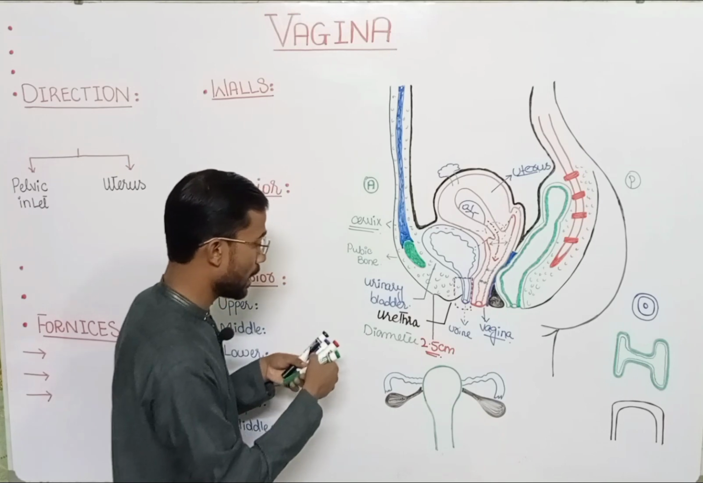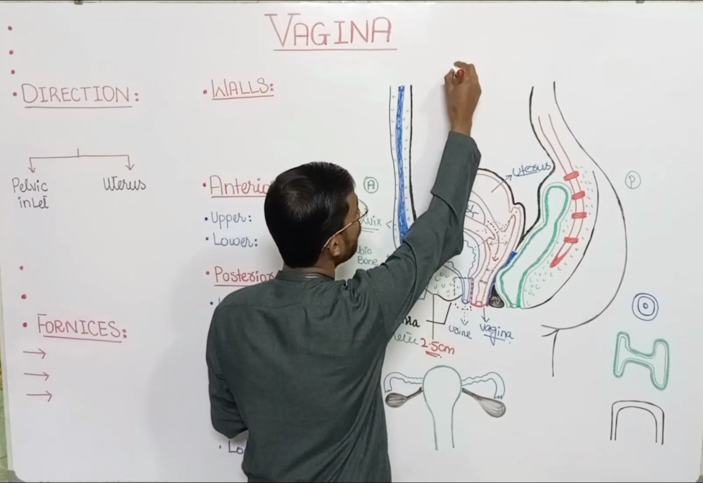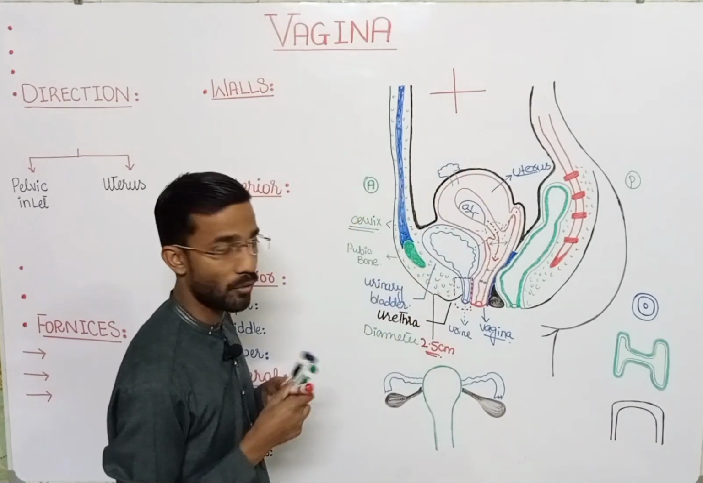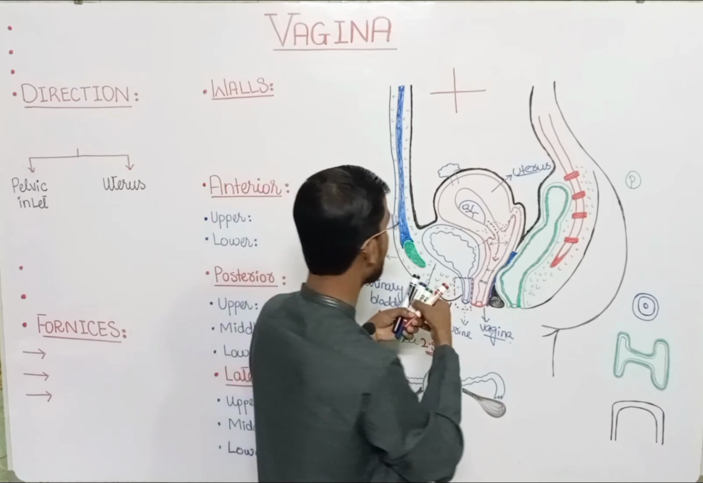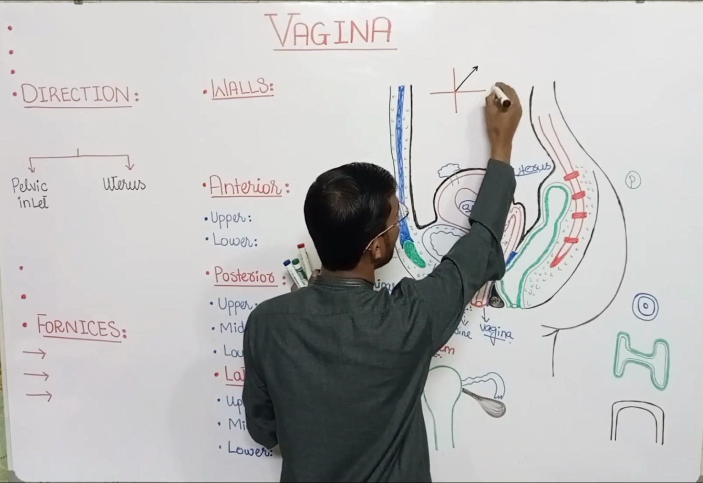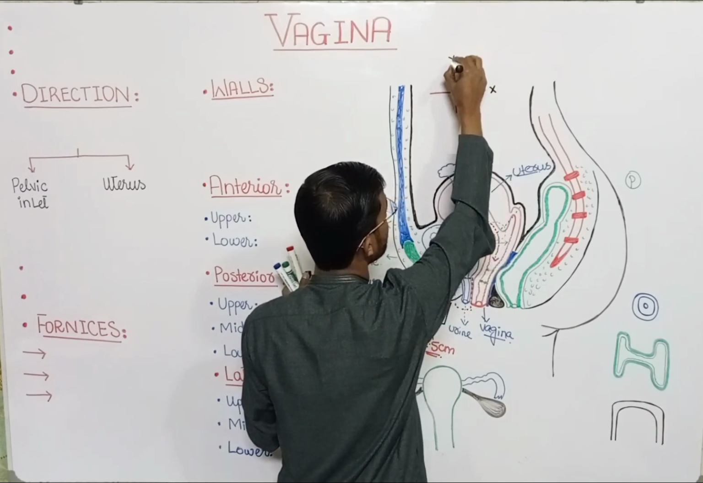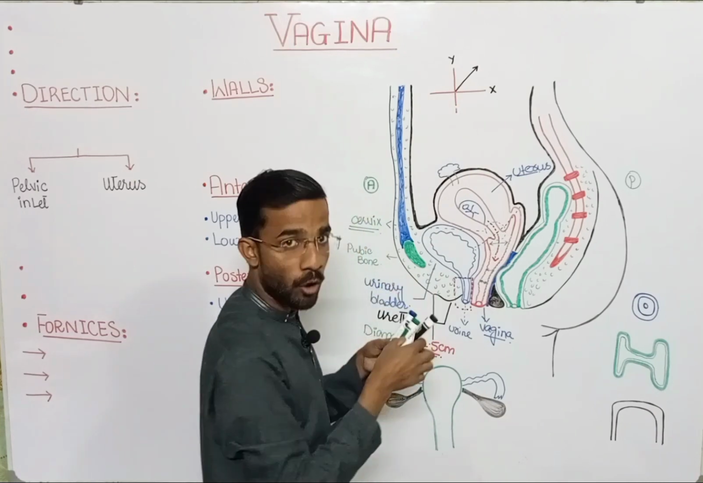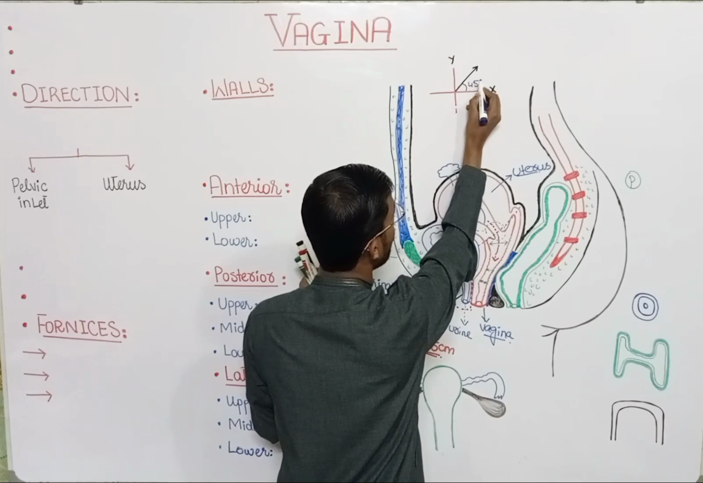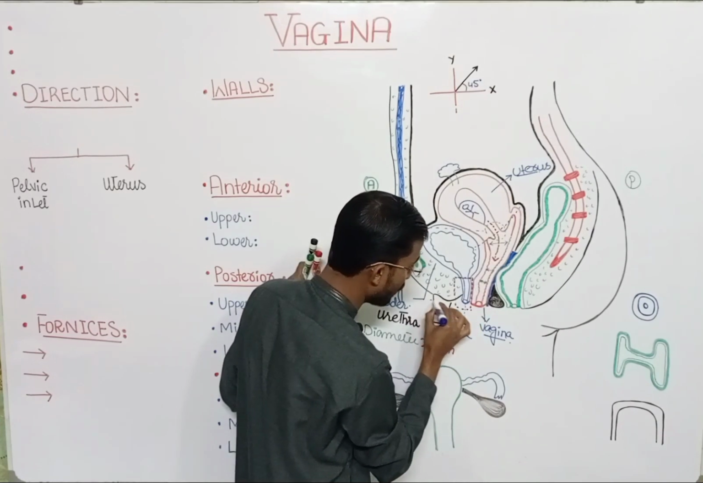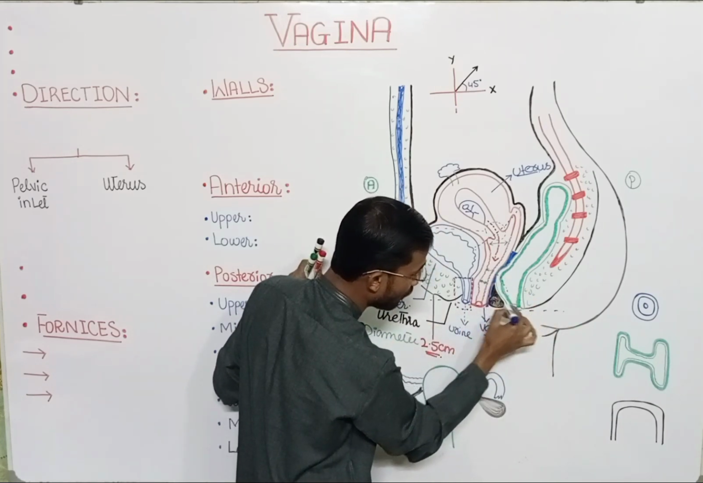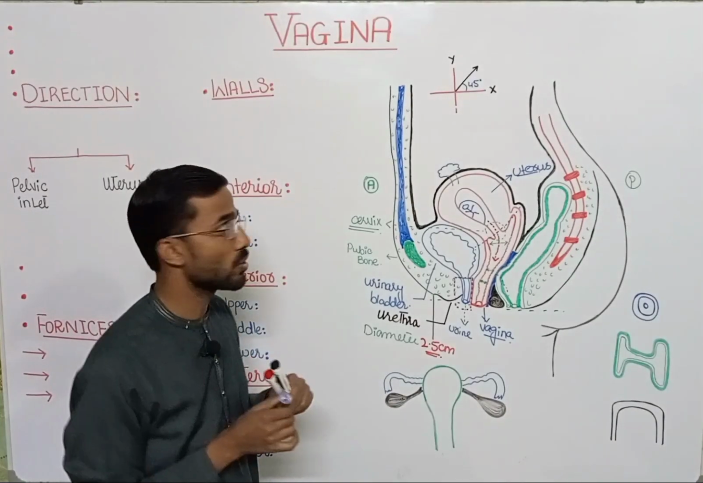So here, if we see the plane, x-axis and y-axis, in that situation the vagina lies like this. So here is the horizontal x-axis and this is the y-axis. From the x-axis, the vagina forms an angle of 45 degrees. If we consider it in a horizontal position, then the vagina forms an angle of 45 degrees. So this is the case.